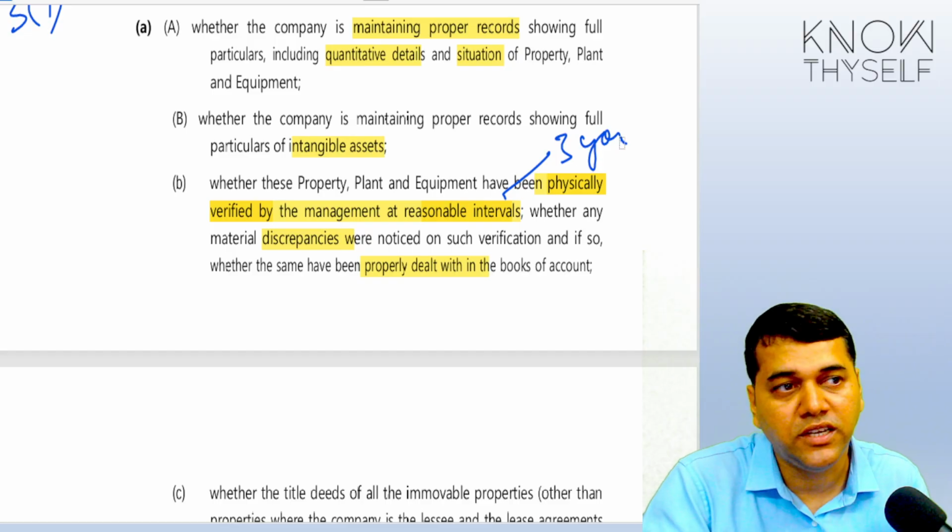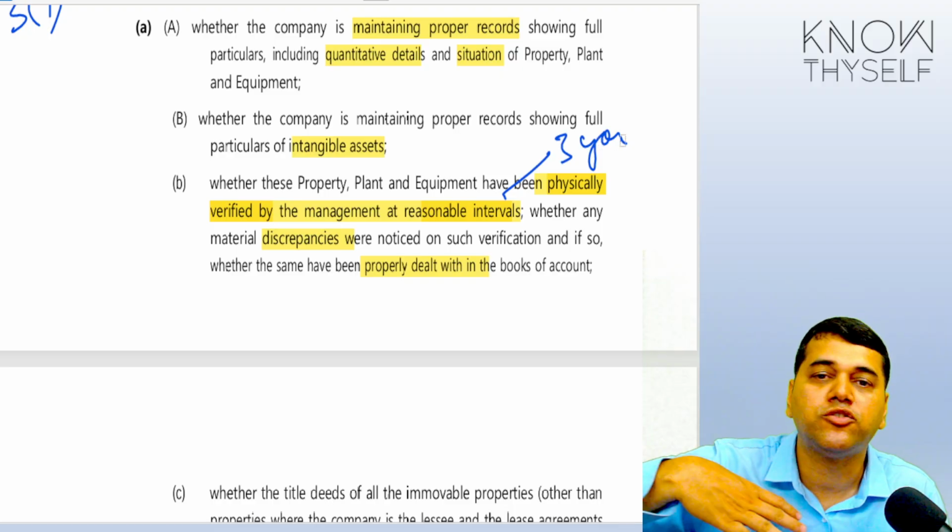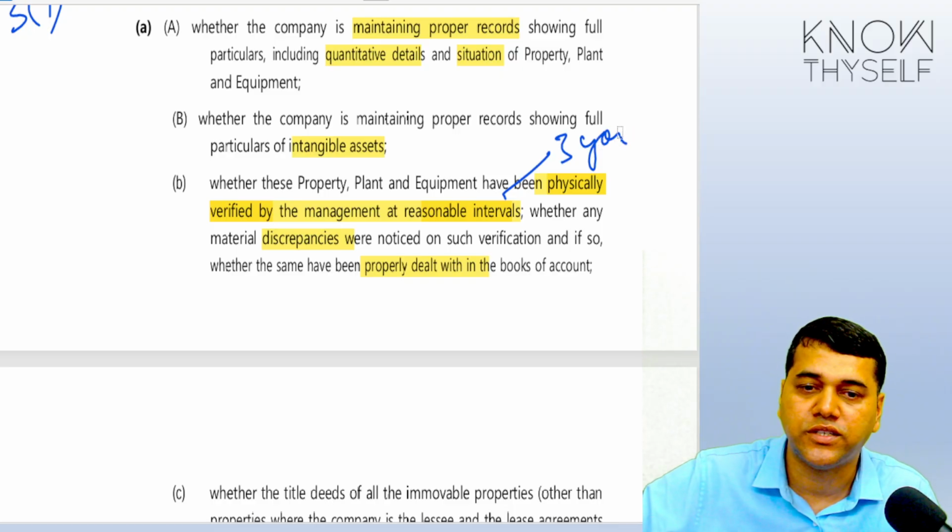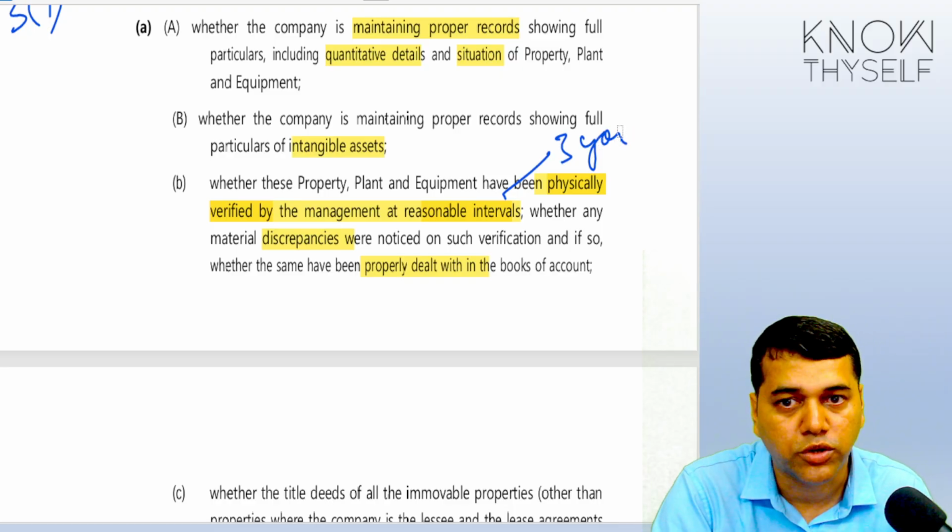And if it's crossing 3 years, then you may have to report that, look, management is not doing the physical verification of the fixed assets at reasonable intervals. You have to quote it because it's an adverse comment.